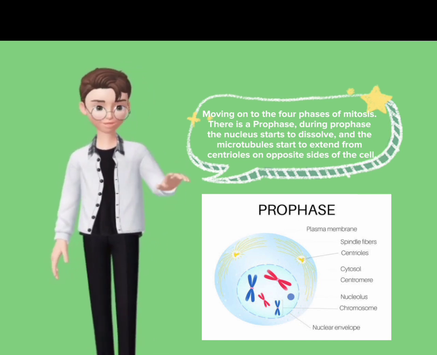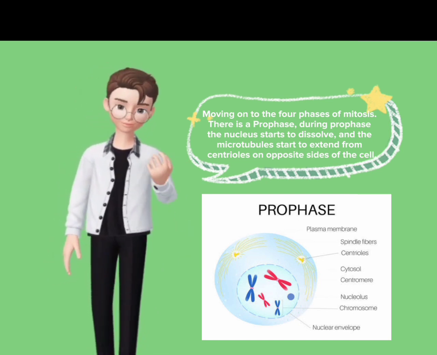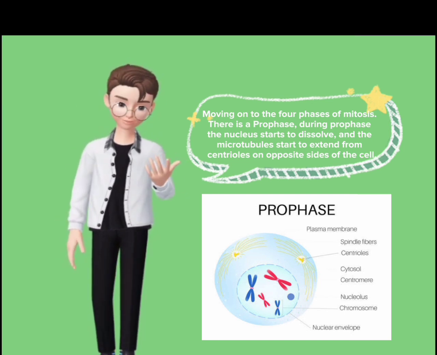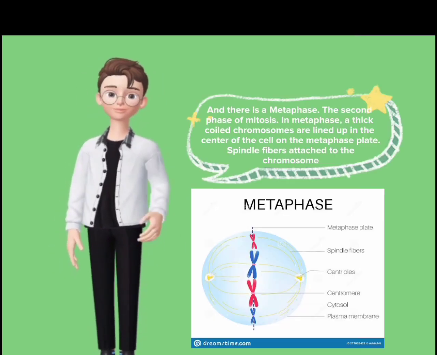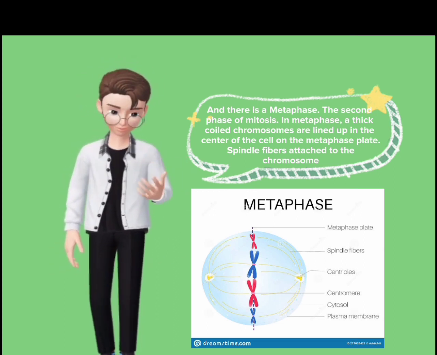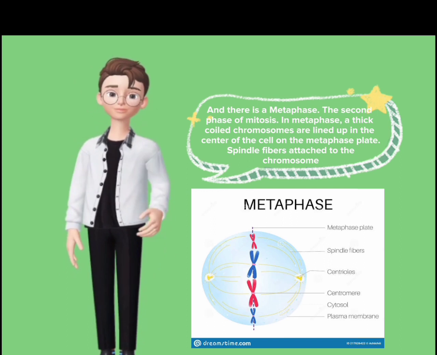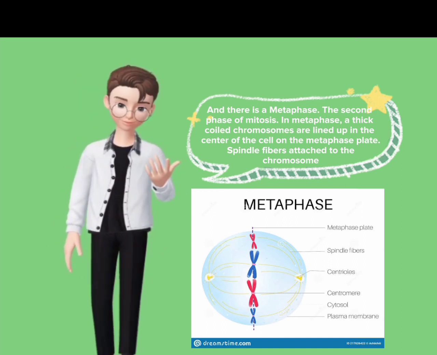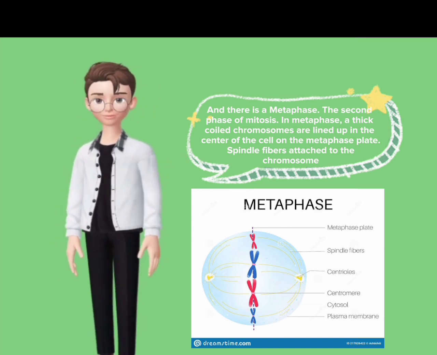During prophase, the nucleus starts to dissolve, and the microtubules start to extend from centrioles on opposite sides of the cell. And there is metaphase, the second phase of mitosis. In metaphase, thick coiled chromosomes are lined up in the center of the cell on the metaphase plate, and spindle fibers attach to the chromosomes.